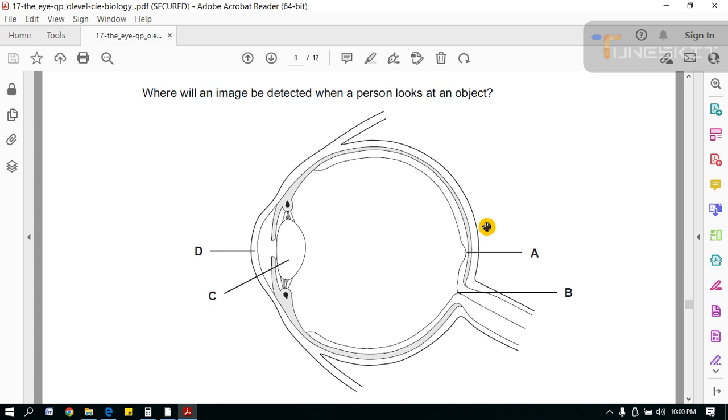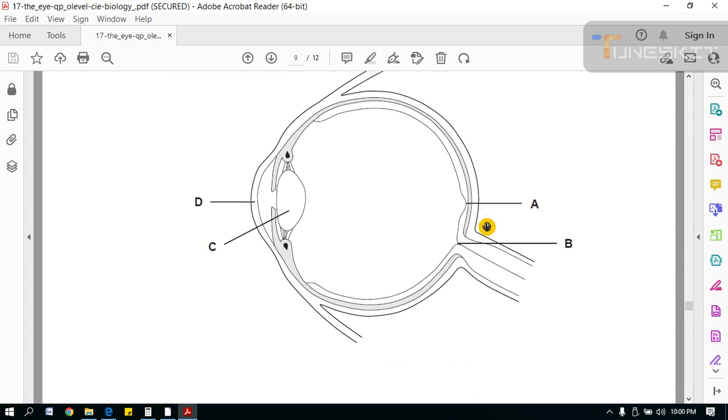in which a number of cone cells are present. Because the retina is the layer which has the photoreceptors, which are rod and cone cells. So option A is correct in this case. Retina is the part of the eye on which the image of an object is detected.